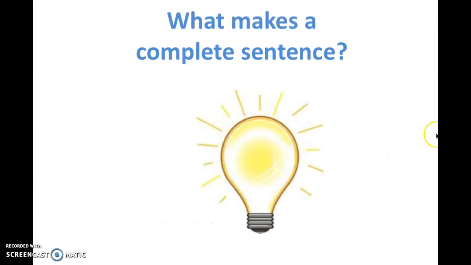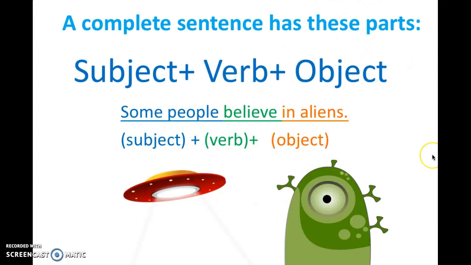So the first question is, what makes a complete sentence? Do you know? Have any ideas? Well, a complete sentence has these 3 parts. One, it has a subject, which is the person or thing committing the action. Then it has a verb, which is the action. And then it has the result part of the sentence, the object. Oftentimes this receives the action. So here's my sentence. Some people believe in aliens. Some people is the subject, believe is the verb, and what do they believe in? Aliens. So aliens is the object.